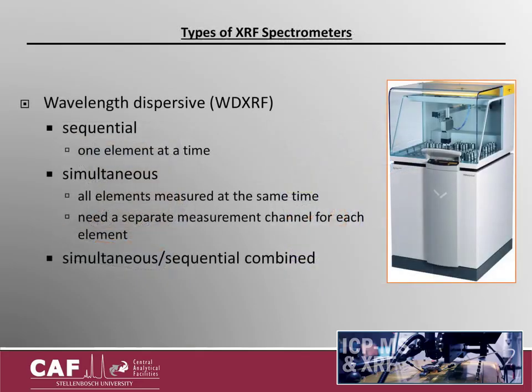The wavelength dispersive instrument may be either sequential, simultaneous, or a combination of both. The sequential instrument measures one element at a time, whereas the simultaneous instrument can measure all elements at the same time. For this, a separate measurement channel is required for each element. At our SAF laboratory, we have a sequential wavelength dispersive XRF. So let's take a more detailed look at the different components with this instrument.